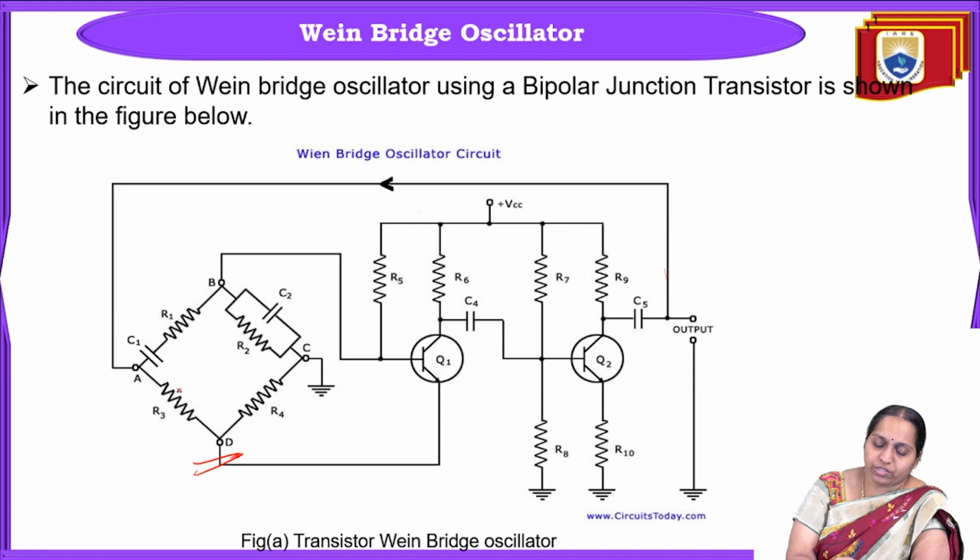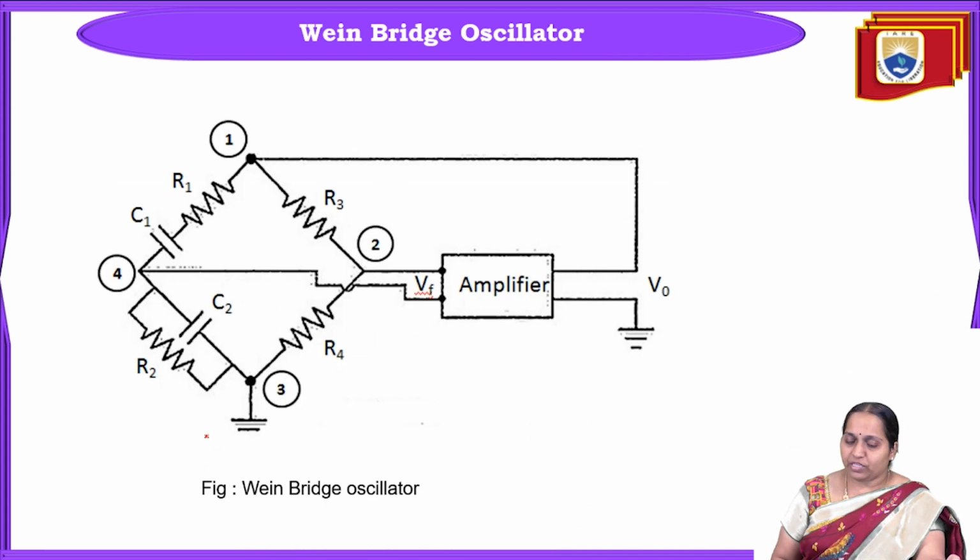If you see this bridge type network, it has got different impedances on each of its branches. Between A and B it is R1 in series with C1. Between B and C it is R2 in parallel with C2. Between C and D it is R4, and between D and A it is R3. The same thing could be modified in this form.